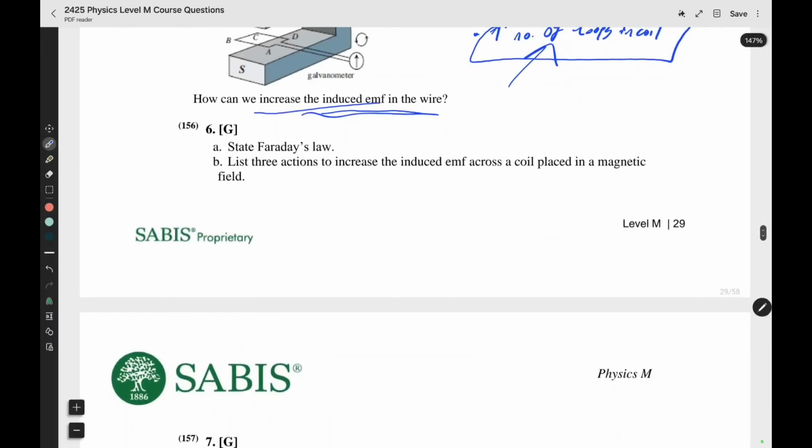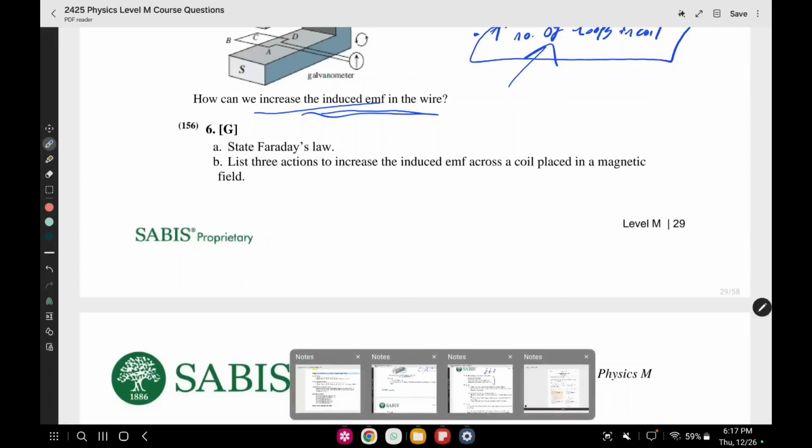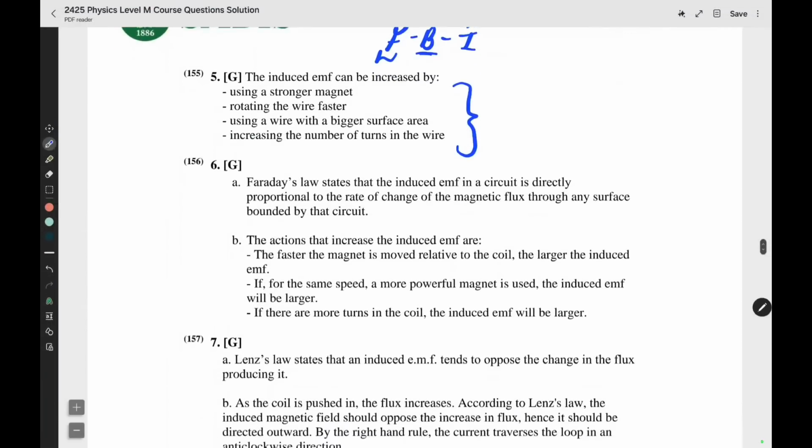State Faraday's law. Faraday's law, I think it says that upon having a change in flux, there should be an induced EMF. Let's check. Faraday's law says that the induced EMF is directly proportional to the change of the flux. Yes. So again, these are things you must memorize.